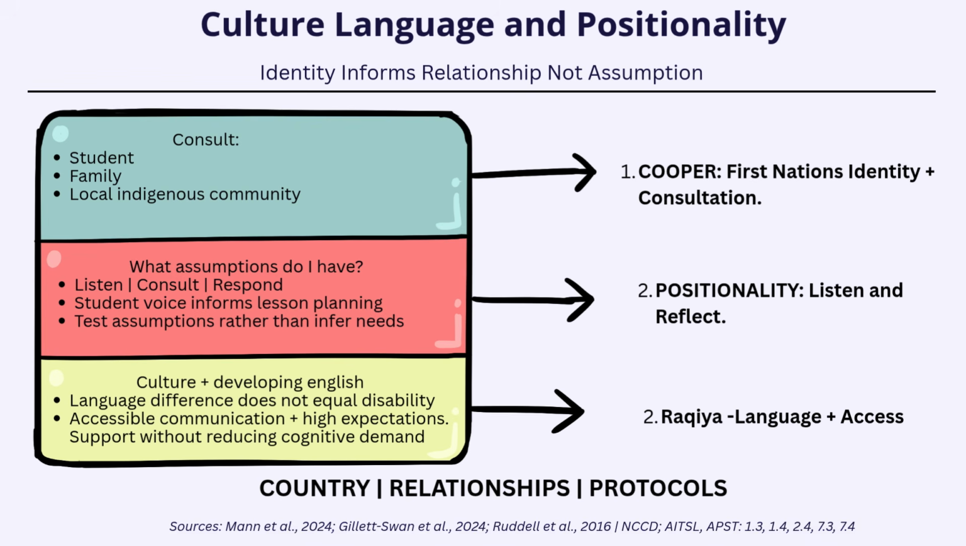For Cooper, that means not assuming his First Nations identity determines how he learns. And for Rakia, it means not interpreting developing English or reduced verbal participation as lower ability. Rakia requires a different form of cultural and linguistic responsiveness. Developing English is not itself a disability. The NCCD specifically distinguishes limited English proficiency from disability. So I'll maintain high expectations for her learning while ensuring she has the communication and language supports she needs.